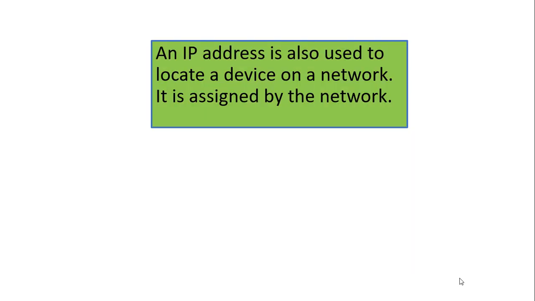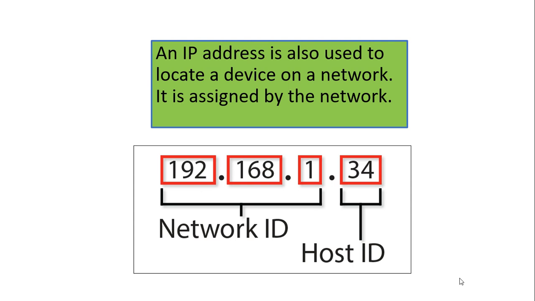An IP address is a different type of address and is also used to locate a device on a network. It's normally assigned by the network when we join a network. So let's see an example of this. An IP address can be considered to be both static and dynamic. So it can change, but it can also remain the same.